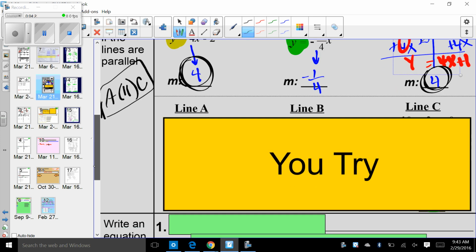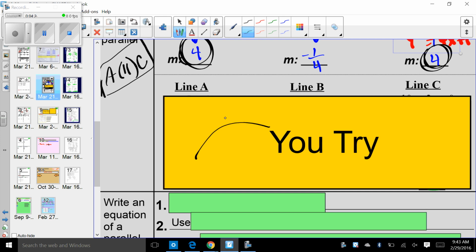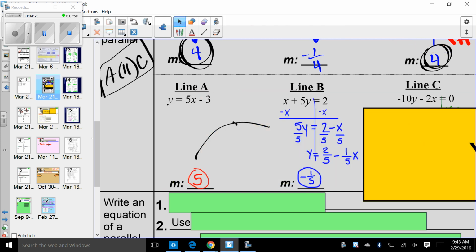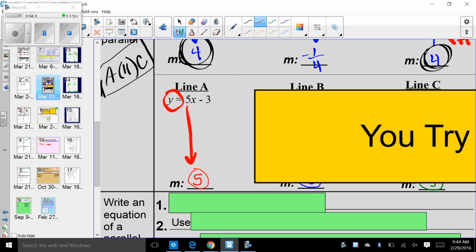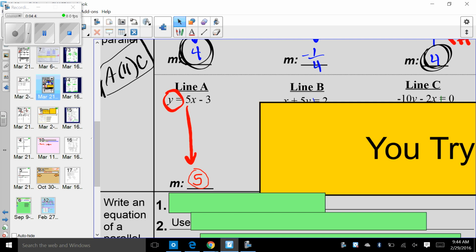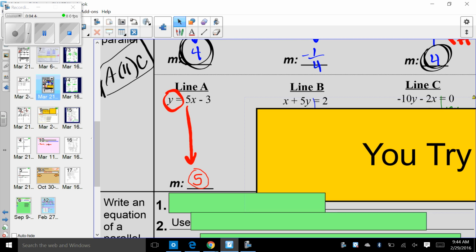Okay, so now you try in this giant box over here. Because it's the video, I'm actually going to have you do this with me in the you try. So the first example, line A is already in y equals form, so we just drag our slope down. Line B, however, is not in y equals form. So go ahead and solve that for y right now. Everybody should be solving that for y. We have x plus 5y equals 2.